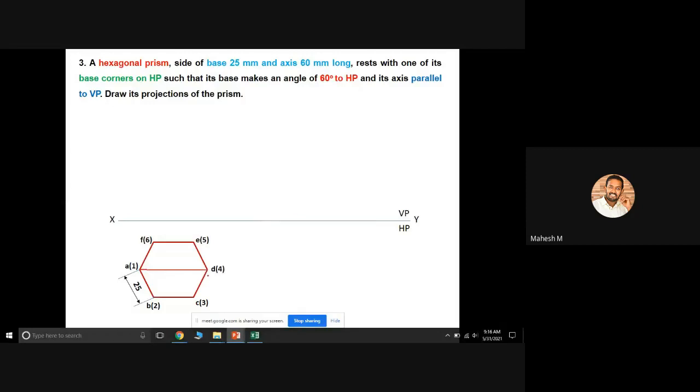So draw a thin line. So it is not a pyramid, it is a prism. So you have to draw a thin line. Please don't draw a thick line. Okay, so measure the length of this line.